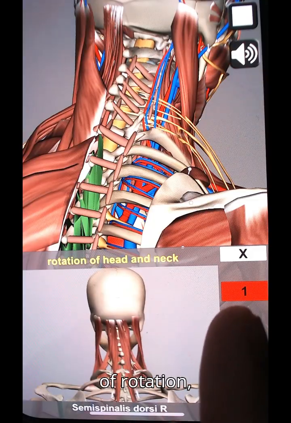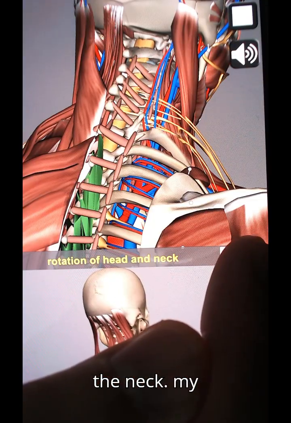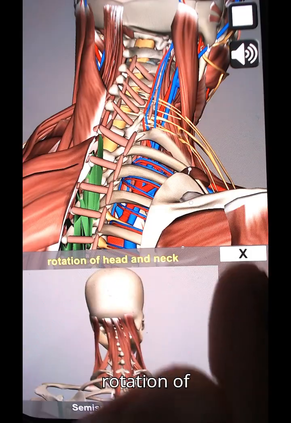It does a little bit of rotation. Helps with the rotation of the neck.